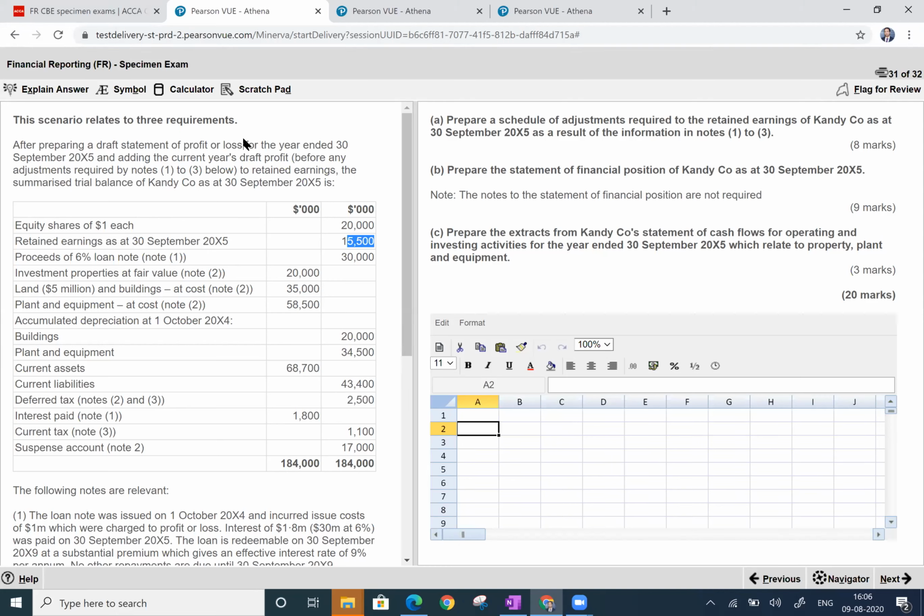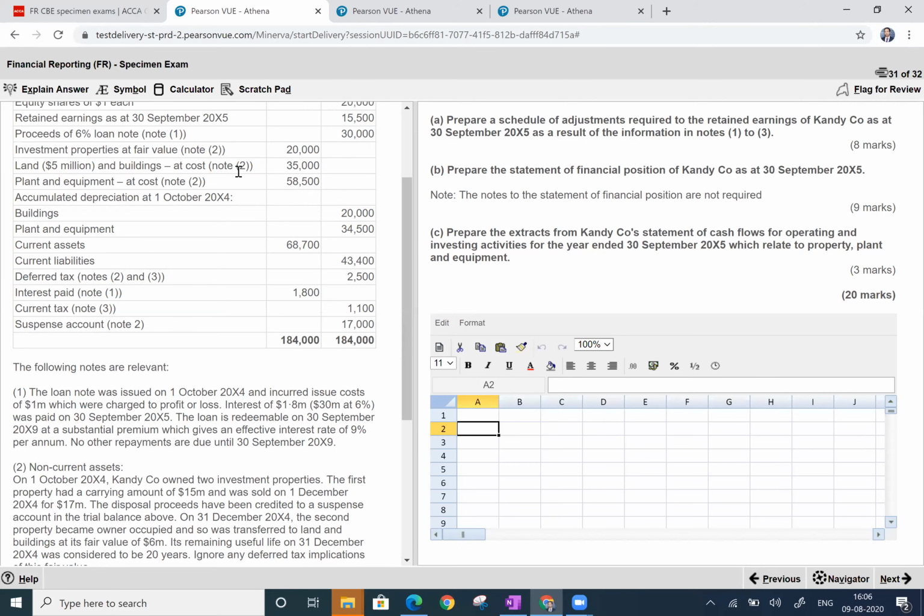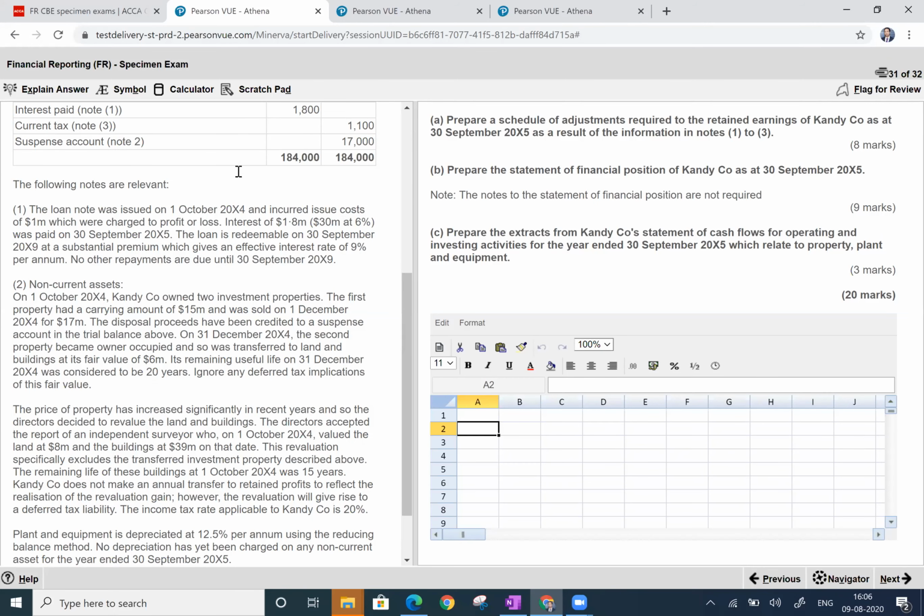So the P&L is already prepared, and they have also added the current year's draft profit before tax to the retained earnings. So this 15,500 includes the current year profit as well. But what is missing? They have not considered any of the adjustments stated in adjustment numbers 1, 2, and 3.